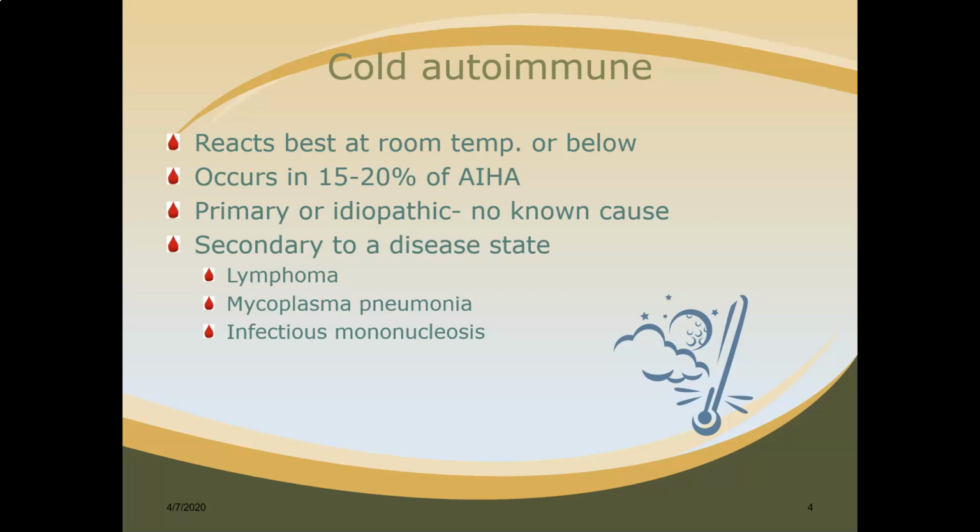Some of these cold autoimmune antibodies can be quite persistent and quite strong, and we will see them go all the way through Coombs, and they can give us some pretty strong interfering reactions as we go along. About 15 to 20% of autoimmune hemolytic anemia is cold autoimmune. It is often primary or idiopathic, and idiopathic just means there's no known cause.